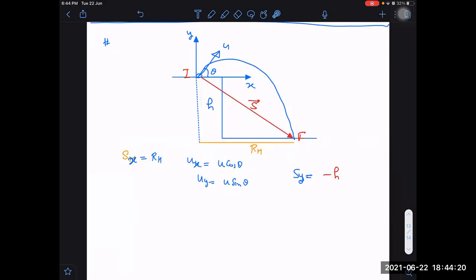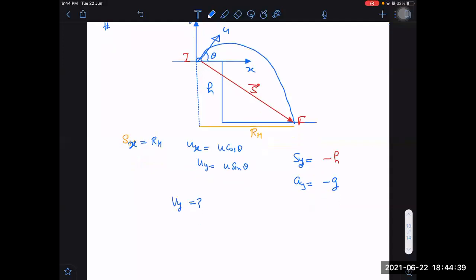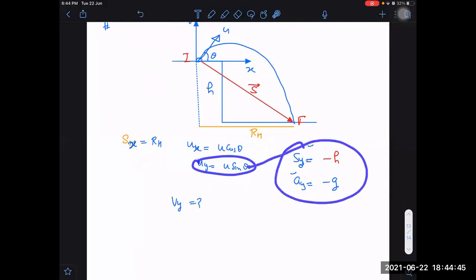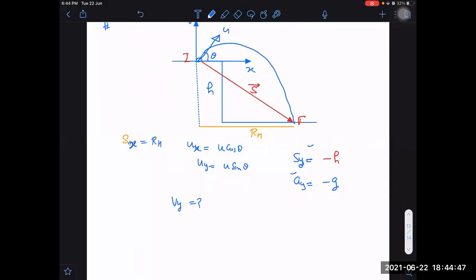Okay. Right? Yes, sir. Now, also, what is ay? Tell me, what is ay? Minus g. Very good. Exactly right. So you know everything. Now I'm asking you, what is vy? Which formula will you prefer to find vy? If this is given and this is given, and uy is also given, is there any formula? v square minus u square is equal to 2as. Exactly. Let us use that.